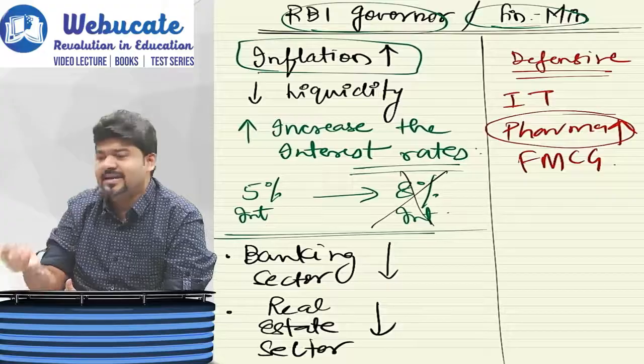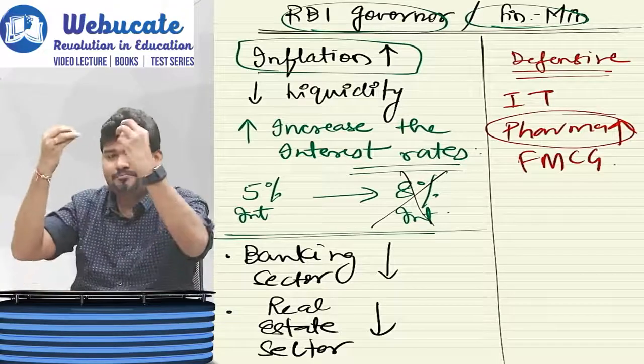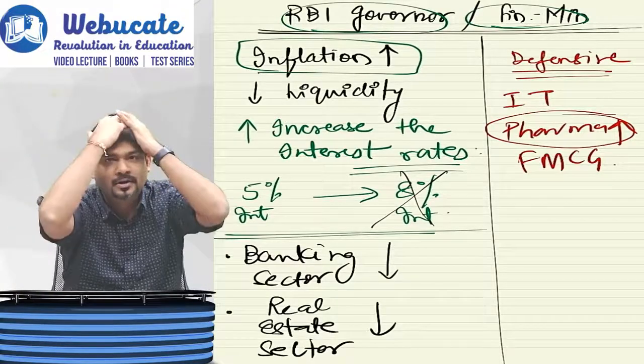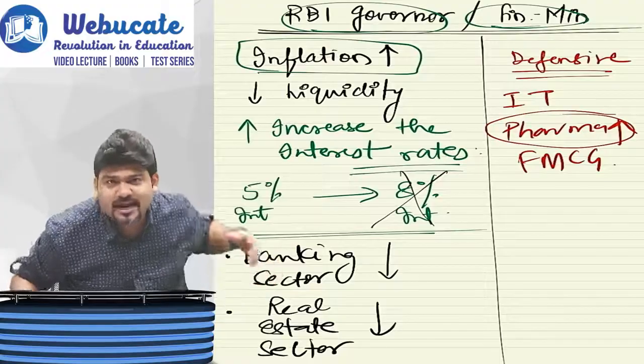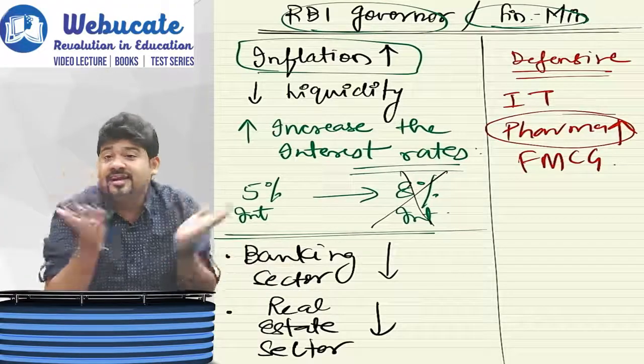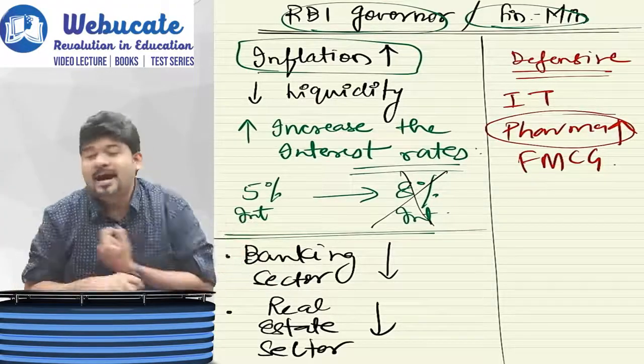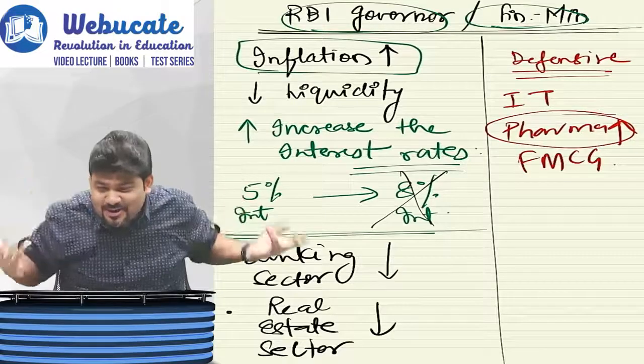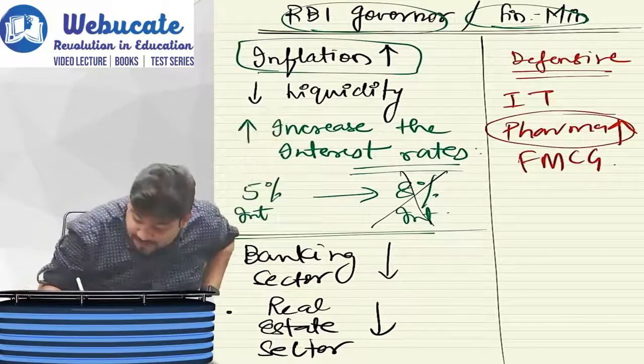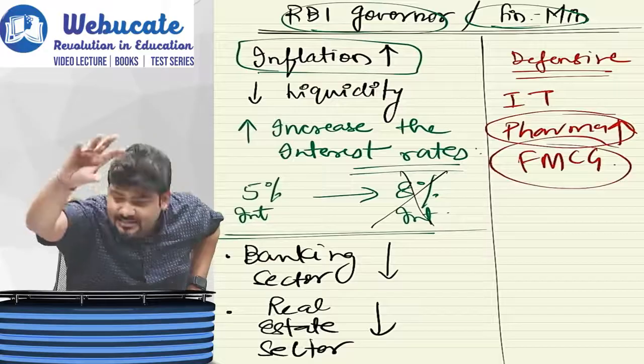Fast moving consumer goods like your biscuit, probably your soap or your shampoo. Will you stop having bath? Oh my God, finance minister has increased the rates. Mama, I will not have a bath from today. Is it going to happen? No, you will still continue consuming the FMCGs as it is.